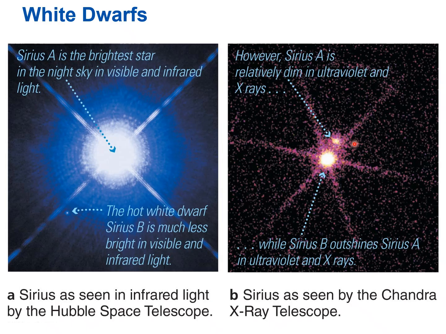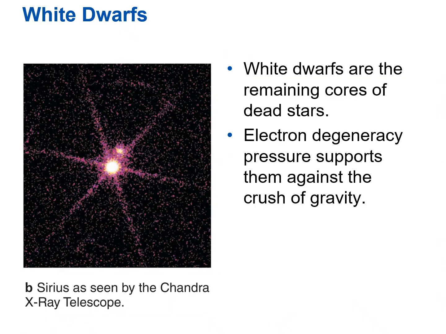And you can see Sirius A, it's not so bright anymore because as a normal star, a main sequence star, it doesn't give off as much X-ray. It's not as hot. And so Sirius B, the hot white dwarf, outshines Sirius A in X-ray. And there it is again.